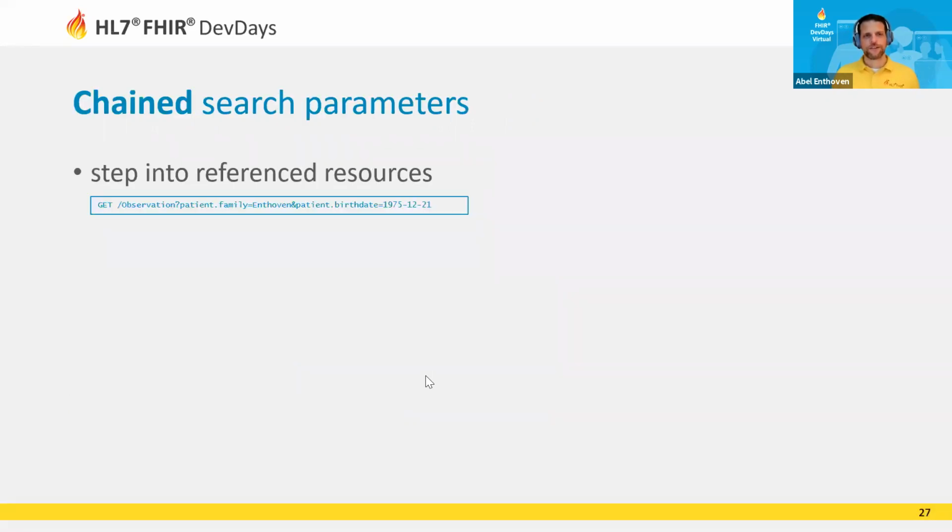So there's also a possibility to go outside of your resource. You're searching on a resource and you want to go into another resource. In this case, for example, you're searching for observations, but you really don't want to use any field of the observation. You want to go to the patient that is referenced by the observation. So in this case, I will have all the observations that reference a patient where the family name is Enthoven and the birth date is my birth date. So I get all my observations.